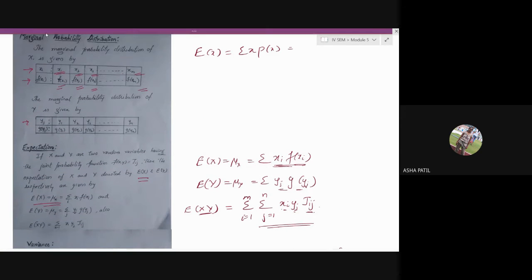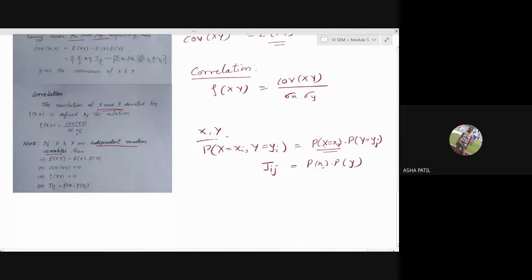Probability that x equals x1 is given by f of x1. Probability that x equals x2 is f of x2. Similarly, probability that y equals y1 is denoted by g of y1. Then probability that y equals y2 is given by g of y2. So instead, you can even write it as f of xi into g of yj. If this property holds, then x and y are said to be independent random variables.